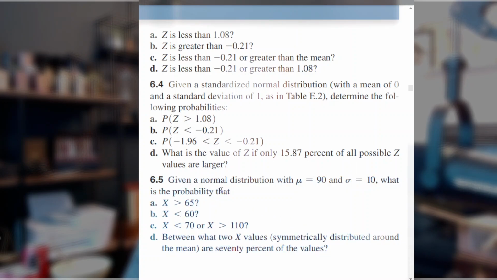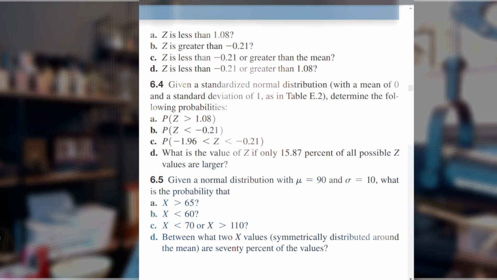Given a normal distribution with mu equals 90, again, that's the mean, and sigma, the standard deviation, is equal to 10, what is the probability that x is greater than 65, x is less than 60, x is less than 70, or greater than 110? So we want to come in and look at all of these kinds of problems, okay?